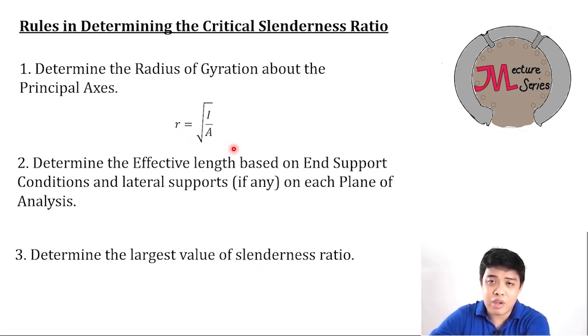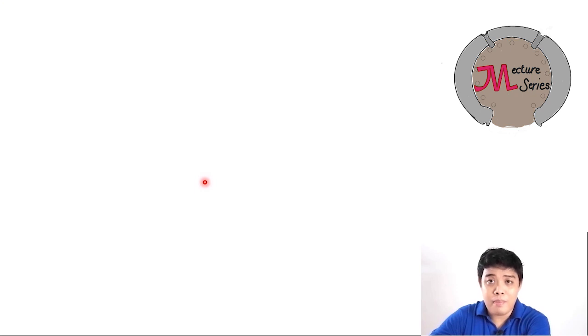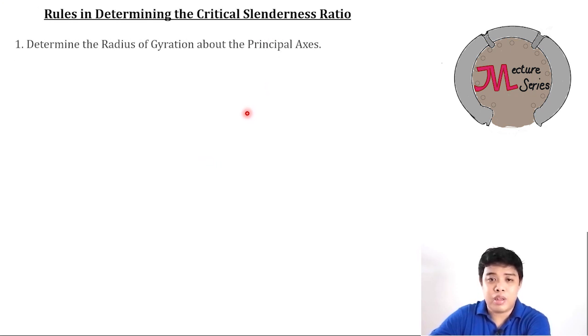Basically, the hardest part of the solution is number 1, because it involves calculation of properties of sections. r is the square root of I over A, where I is the centroidal moment of inertia. Let us discuss it one by one. Rules in determining the critical slenderness ratio.